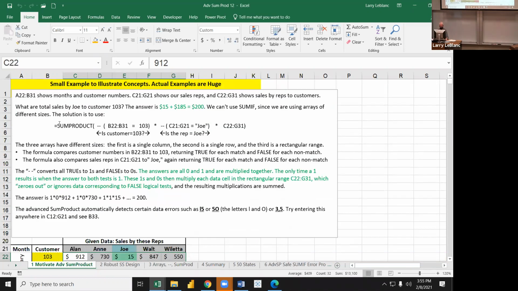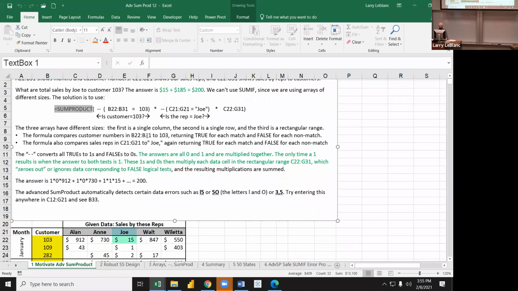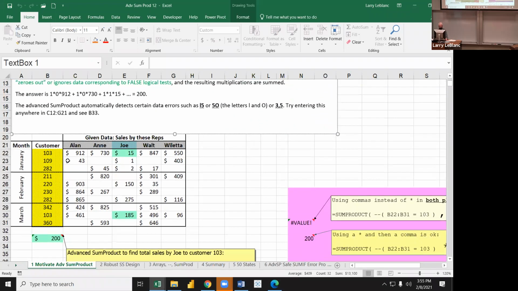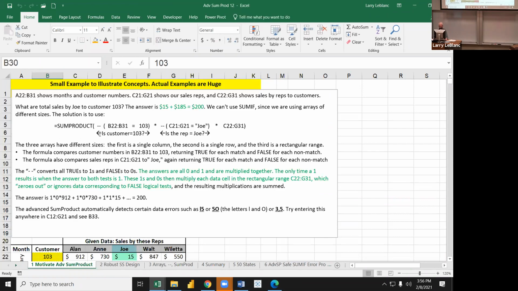I assume you did the readings last night. The sum product, open parentheses. That's the way you usually start the sum product. Minus minus, open parentheses, B22 to B31 equals 103. I'm referring to the yellow column. Minus minus, does that equal 103? Yes. No, no, no, no, no, no, no, yes. Minus minus, the range of labels B22 to B31 equals 103.